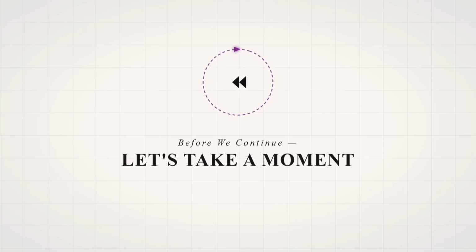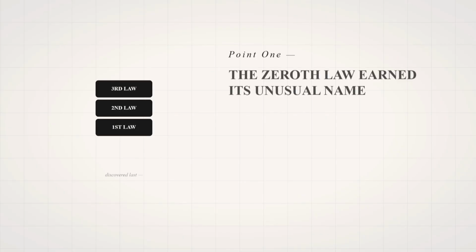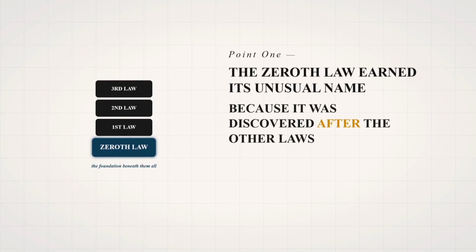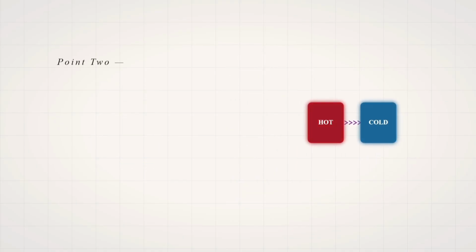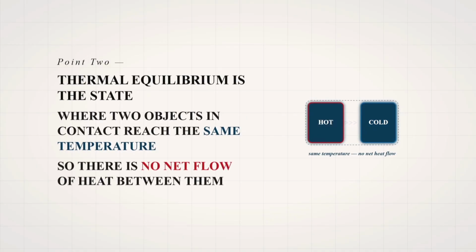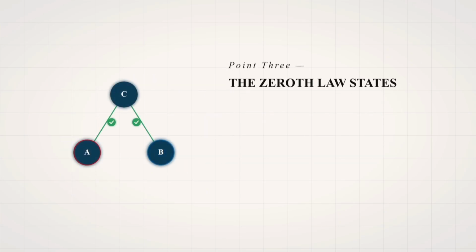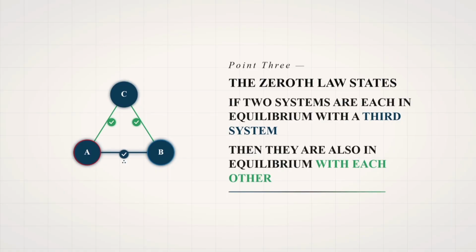Let's take a moment to look back at everything we've uncovered throughout this video. 1. The Zeroth Law earned its unusual name because it was discovered after the other laws, yet it forms the logical foundation on which they all depend. 2. Thermal equilibrium is the state in which two objects in contact have the same temperature, so there is no net flow of heat between them. 3. The Zeroth Law of Thermodynamics states, if two systems are each in thermal equilibrium with a third system, then they are also in thermal equilibrium with each other.